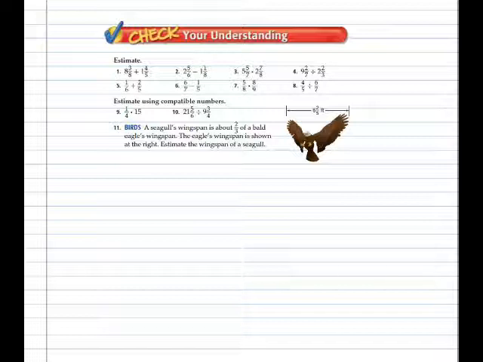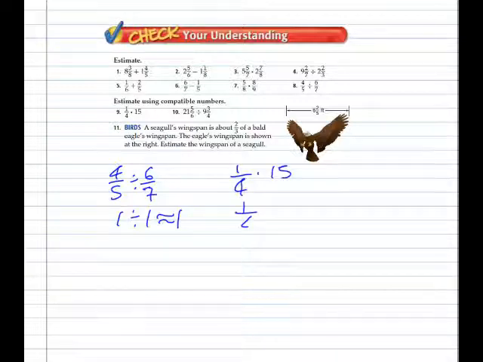Number 8, 4/5 divided by 6/7. 4/5 is going to round to 1. 6/7 is going to round to 1. Our estimate then is approximately 1. Using compatible numbers in number 9, 1/4 of 15, or 1/4 times 15. We're going to round the 15 to 16 to make it compatible with the 4. 1/4 of 16 is approximately 4.